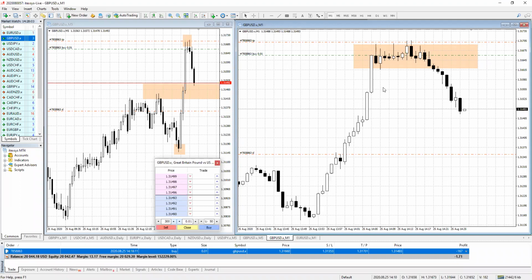Okay, now the sellers are very, very active. We need to start looking for some bullish pressure somewhere in this area. But in the meantime, there's only selling pressure. We should see some buyers getting in soon.